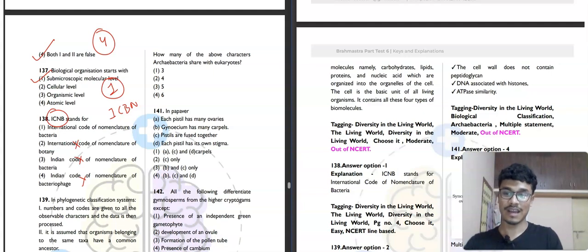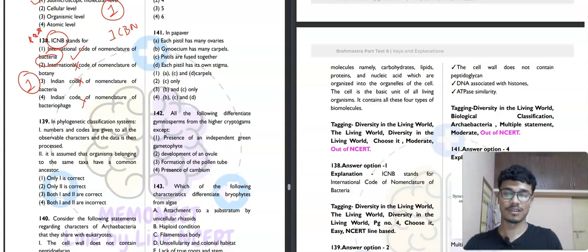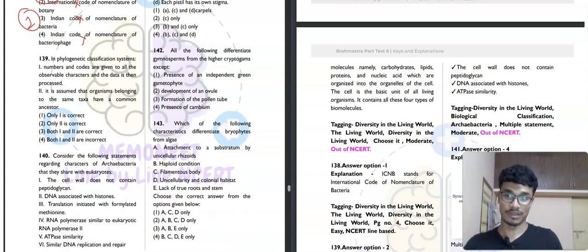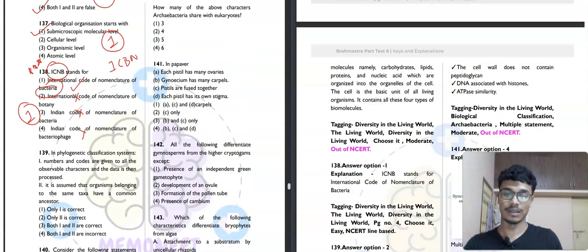So you may think that this is correct, International Code for Nomenclature of Botany, but this is not correct. ICNB stands for International Code of Nomenclature of Bacteria. So here the first option will be our correct answer. It's a very good question, I will say, an easy one, but a twisty one. You will read it as ICBN, but this is not ICBN, this is ICNB.